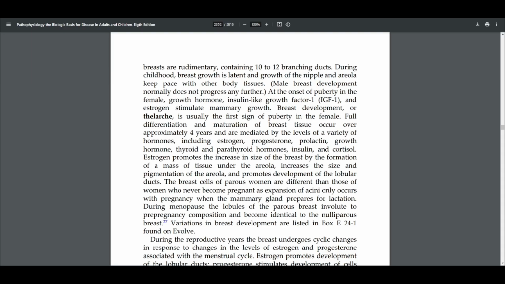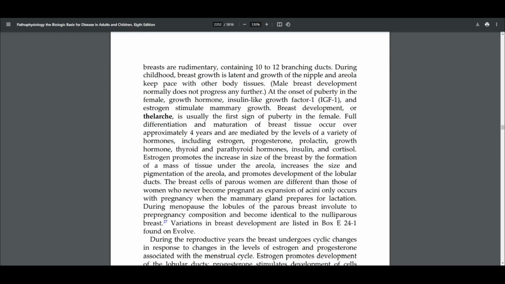Full differentiation and maturation of breast tissue occur over approximately 4 years and are mediated by levels of a variety of hormones, including estrogen, progesterone, prolactin, growth hormone, thyroid and parathyroid hormones, insulin, and cortisol. Estrogen promotes the increase in size of the breast by the formation of a mass of tissue under the areola and promotes development of the lobular ducts.